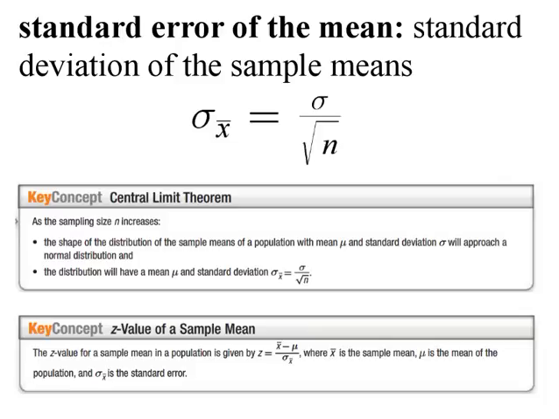The z-value of a sample mean, we've already talked about z-values, it's the same thing, except x bar is now the sample mean. That's the only thing that's different. Okay? X bar is the sample mean.